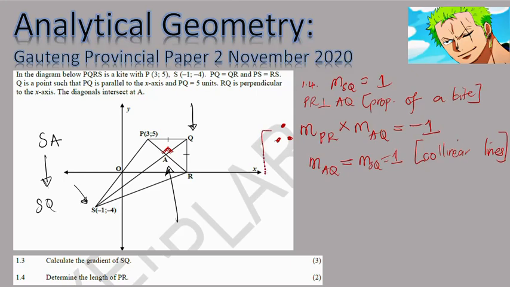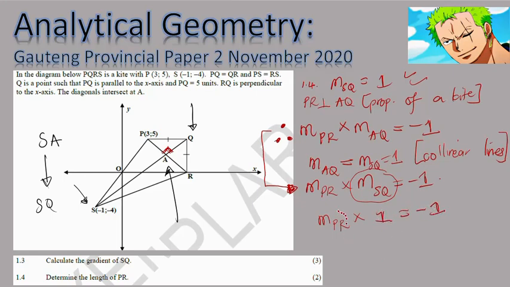So this formula here, I can substitute by saying the gradient of PR multiplied by the gradient of SQ is equal to -1. Now the gradient of SQ, I already have it. I can substitute it here. Gradient of PR multiplied by, what is the gradient of SQ? That is 1. So multiplied by 1 is equal to -1. Now what is this times 1? When you multiply anything by 1, it doesn't change. It means the gradient of PR is equal to -1, which is what they wanted here.